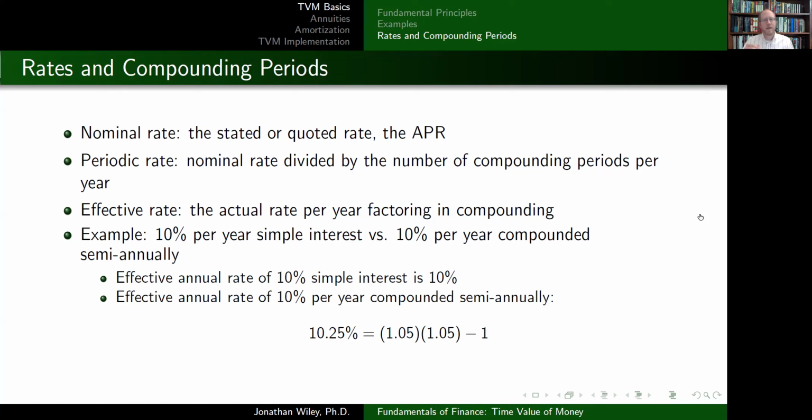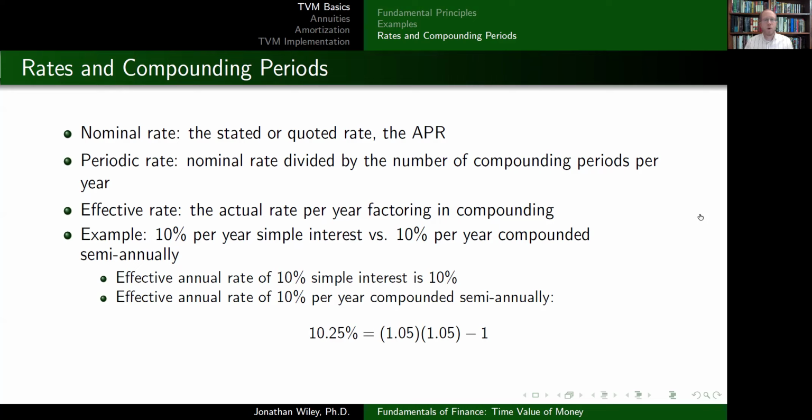But here's the thing. That second 6 months, I'm getting 5% of what I started with, but I started the second 6 months with some interest I got at the end of the first 6 months. And so what's going to happen is I'm going to get 5% interest on not just the original balance, but also on the interest I got from the first 6 months. And so I'm going to wind up with a little bit more interest. And the way to find that is, I'm going to take that 10% per year and divide it by 2 because there are two compounding periods per year when it's semi-annual. So I'm going to get 5% per 6 months.